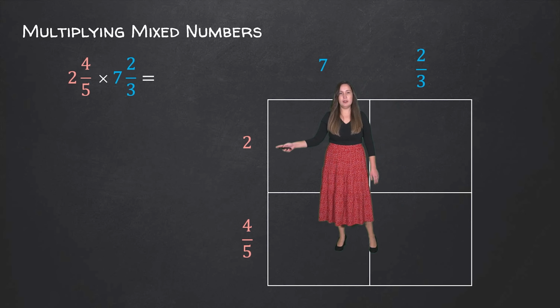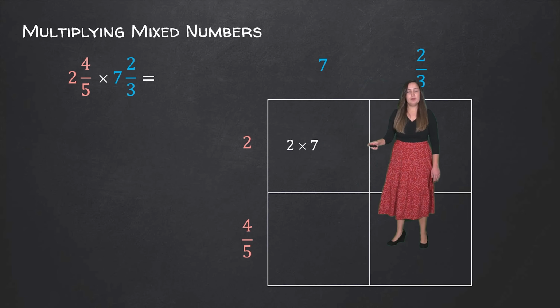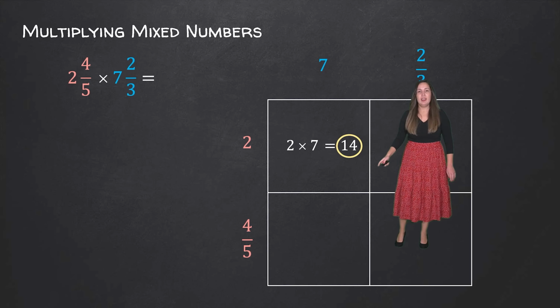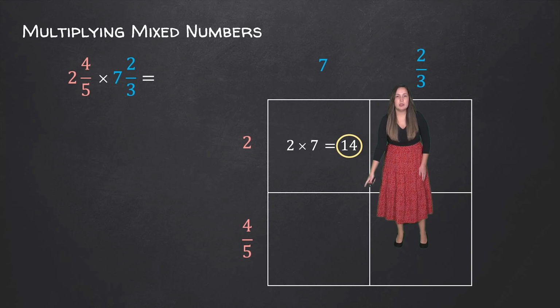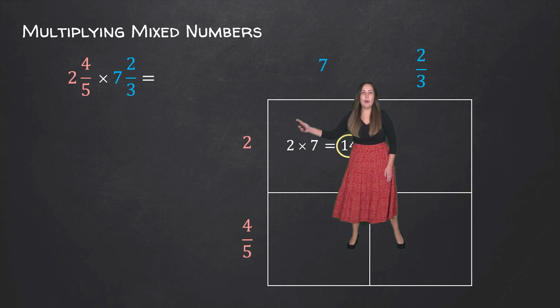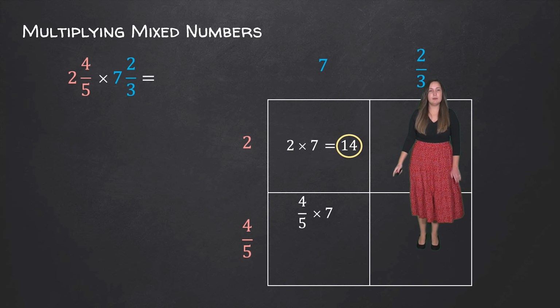So here, in this first box, we're going to multiply 2 times 7. And 2 times 7 is equal to 14. So we're going to go ahead and circle that answer. Then for this bottom box, we're going to multiply 4/5, because it's on the bottom there, by 7. So 4 over 5 times 7.